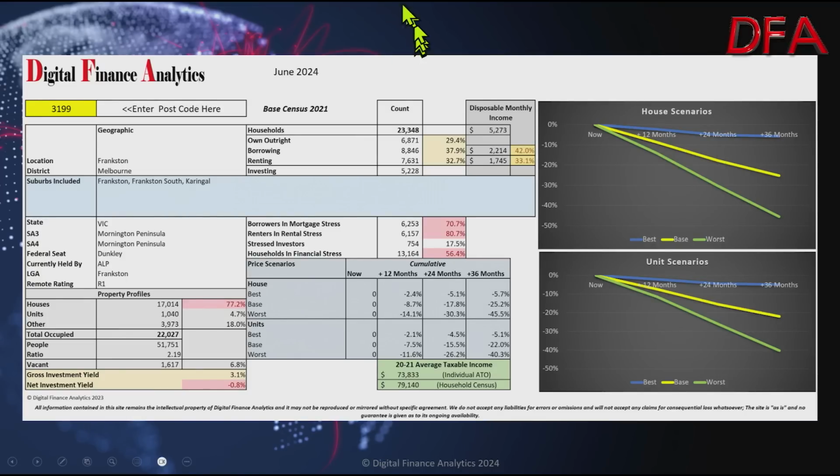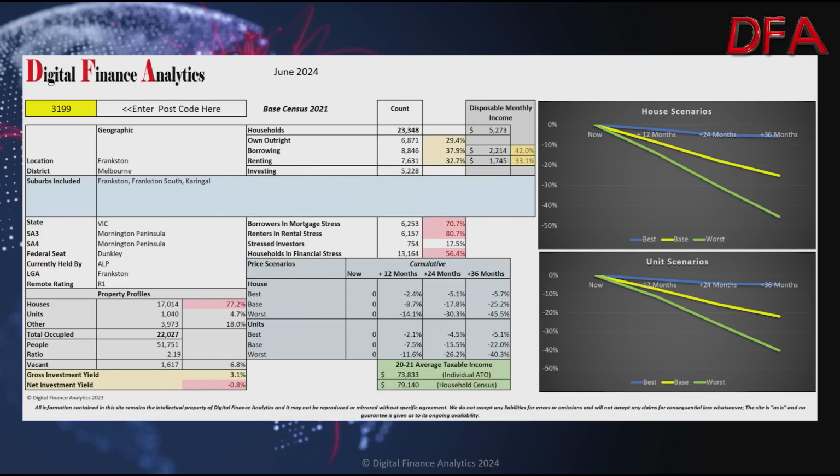There we have 23,000 households with 29% owning outright, 37% borrowing, 32% renting. Mortgage stress is at 70%, rental stress is at 80%, overall financial stress at 56%. 77% of houses, 4.7% units and other types of property, 18%. People ratio is 2.19%, so that's families as well as sole. Vacancy rate 6.8%, with gross investment at 3.1. Net investment yield is minus 0.8%.